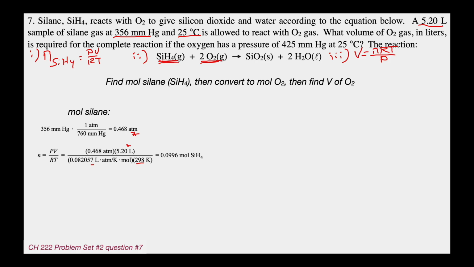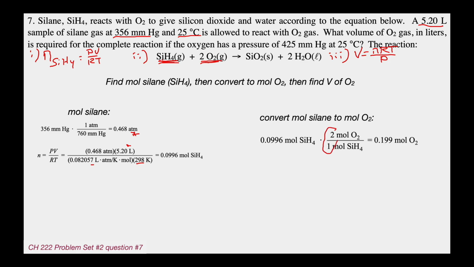Now the second part is we're going to convert moles of silane into moles of oxygen. We need a 2-to-1 ratio. And again, this ratio right here came from the balanced equation. 2 moles of O2 for every 1 mole of silane. That's 0.199 moles of O2.